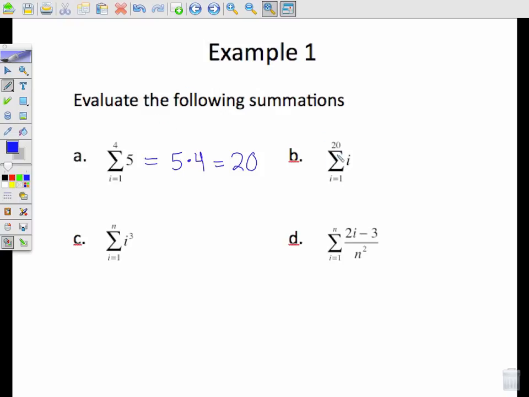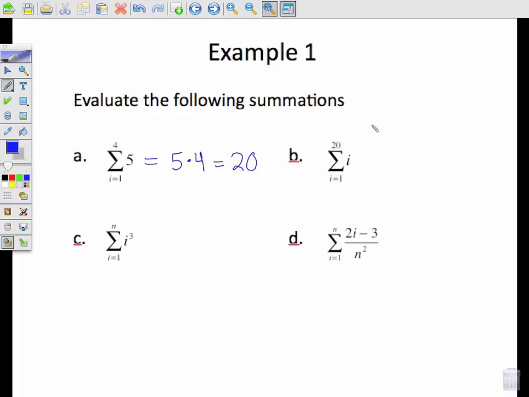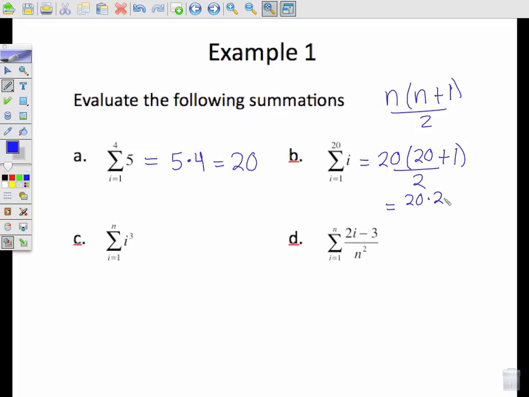All right, now here we've got the summation as i goes from 1 to 20. And so now we're looking at this formula, i. So it's n times n plus 1 divided by 2. n times n plus 1 divided by 2. So this would look like 20 times 20 plus 1 divided by 2. This equals 20 times 21 divided by 2. This is a total of 210.